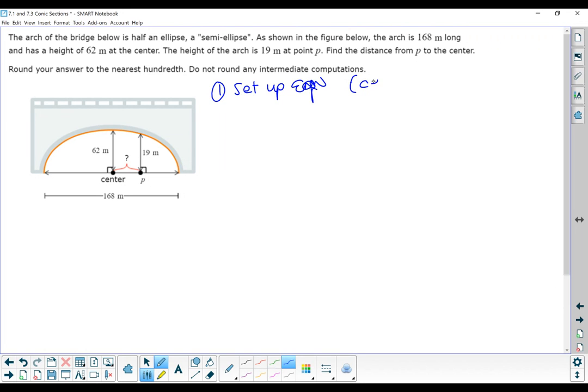And remember that the center is the origin. So setting up the equation is a little simpler when the center is the origin. So this would be x squared over, and I have to use half of that 168. So that would be 84, and then that is squared, plus y squared, since the center is the origin, over 62 squared is equal to 1. So that's our equation for this ellipse.